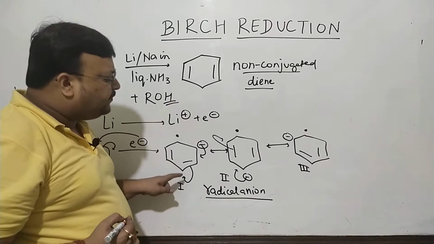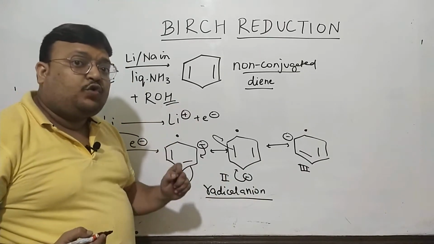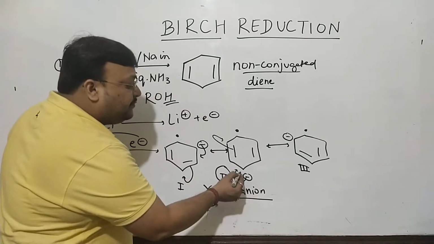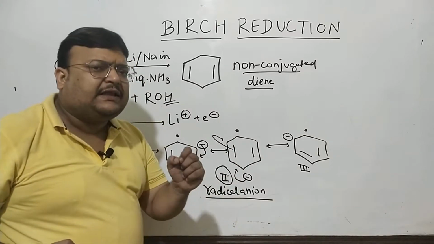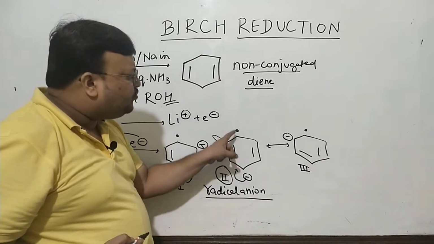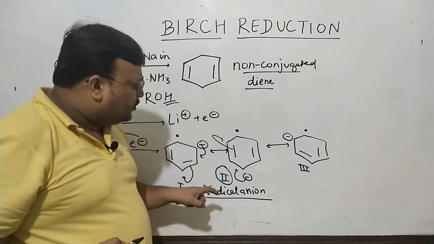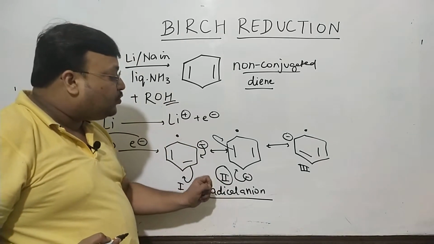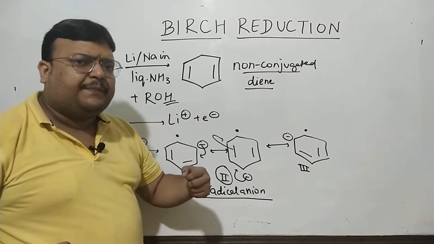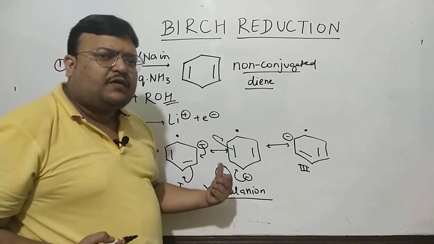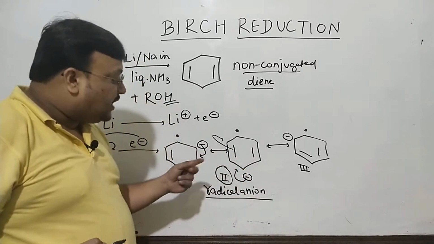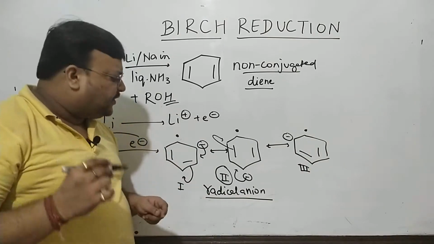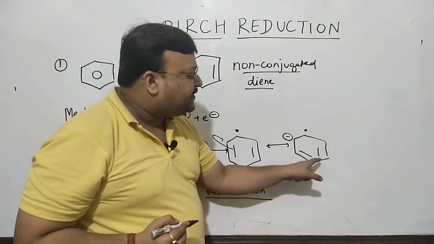Now out of these three intermediates, naturally 2 will appear the most stable, because here the distance between these two is maximum and the repulsion is minimum. So out of these three, 2 is the most stable radical anion. It's important to know that here the separation is maximum, repulsion is minimum, this is most stable because this will mature to the final product. Had 1 and 3 matured to the final product, you would have got a conjugated diene. See, double single double is conjugated.